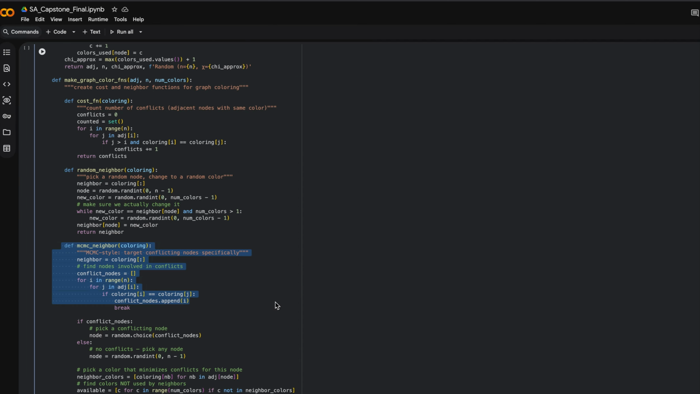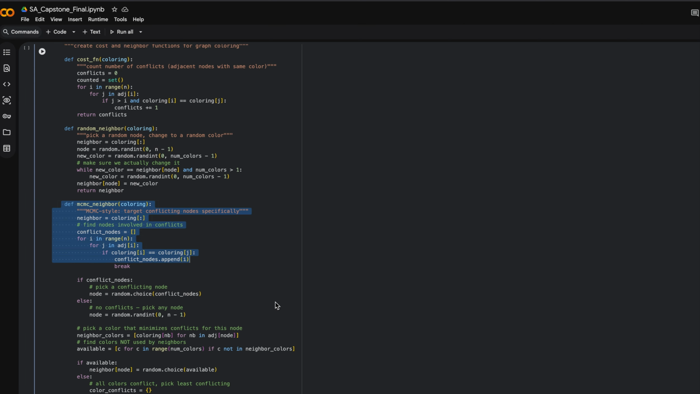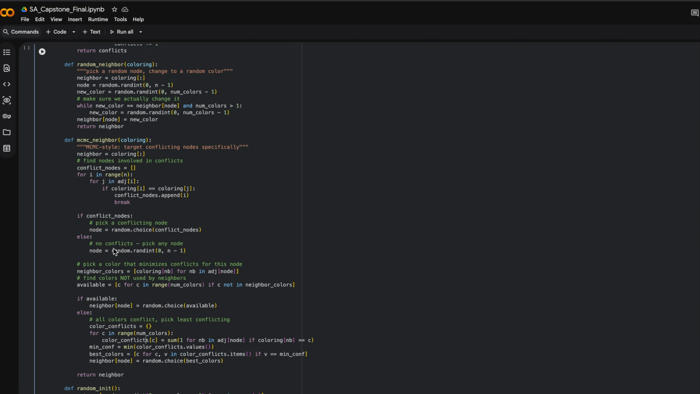So this is the most important code in the project, obviously. Two smart things. First, it only targets nodes actually hit in conflicts. It scans for nodes sharing a color with a neighbor. Second, it picks a color not used by any neighbor. If all colors conflict, it picks the one with fewest conflicts.